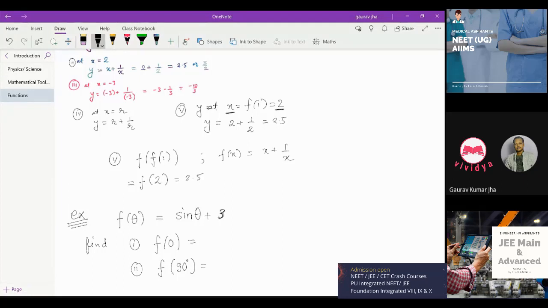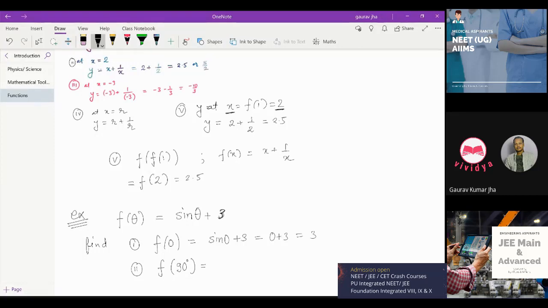So f of 0 means sine 0 plus 3. Now those of you who don't remember sine of 0 degree, obviously you have to check on this. You have to know the basic sine, cos, tan of 0 degree, 30 degree, 60 degree, 90 degree. That we will study in trigonometry again. But I am believing that you might know sine of 0 degree. Sine of 0 degree is 0. That's why people are giving the answer as 3.